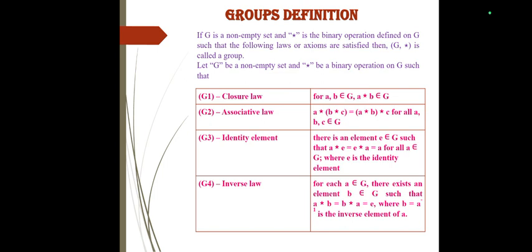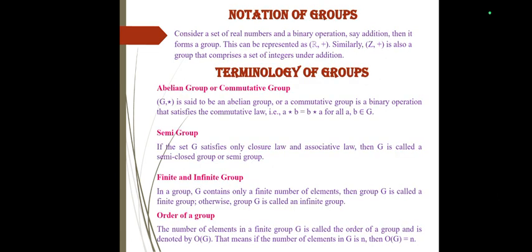The next one is identity element. That is, there is an element e belonging to G such that a star e equals e star a equals a for all a belonging to G, where e is the identity element. The fourth law is inverse law. For each a belonging to G, there exists an element b belonging to G such that a star b equals b star a equals e, where b is a inverse, which is the inverse element of a.